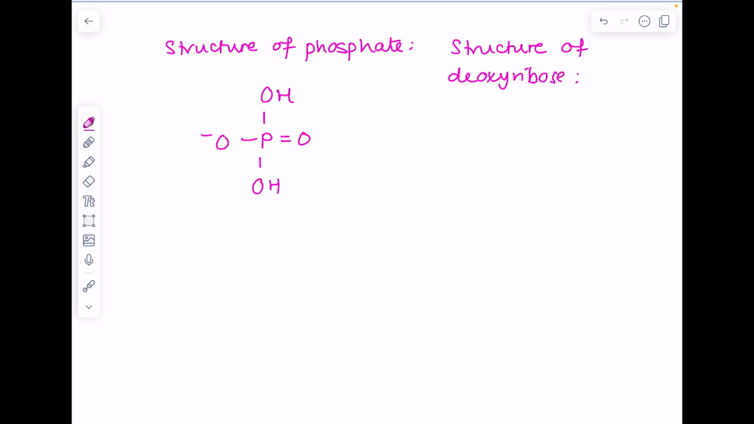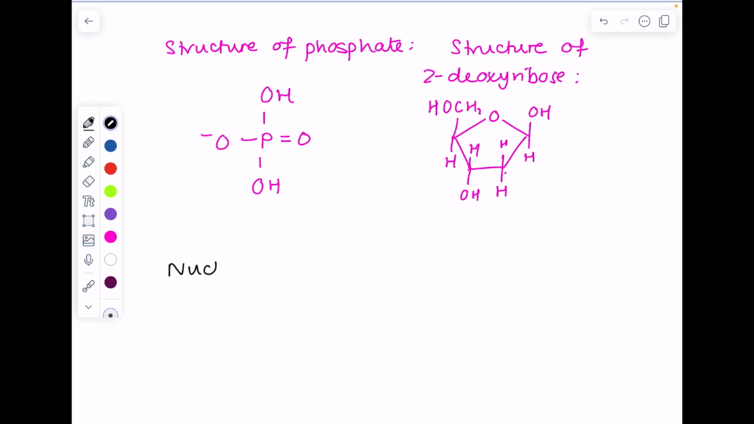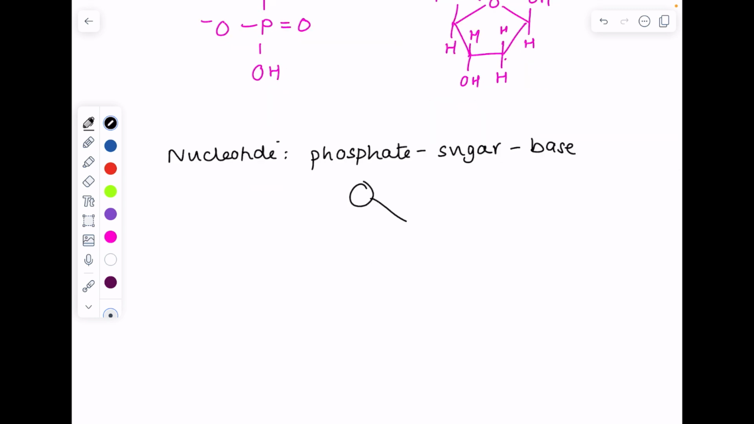Technically speaking, it's actually 2-deoxyribose. The ribose refers to the fact that you have a sugar made up of 5 carbons. It's a pentose sugar. Here's its structure. As I've already said, a nucleotide consists of a phosphate joined to a sugar and then a base. So in simplistic terms, something like this. There's our deoxyribose sugar.